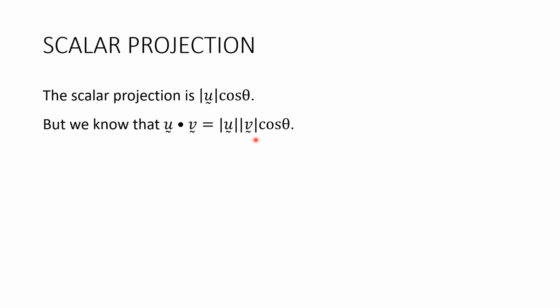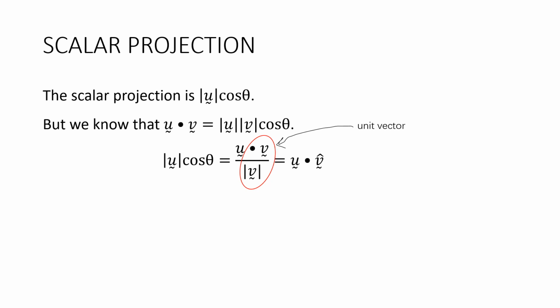Now, if I divide both sides here by the magnitude of v, I end up with a formula. Here it is. So this is the scalar projection. It's equal to u dot v divided by magnitude of v. When we take a vector and divide it by its magnitude, that's a unit vector. So I could simplify this as u dot unit vector v. So there's our formula.